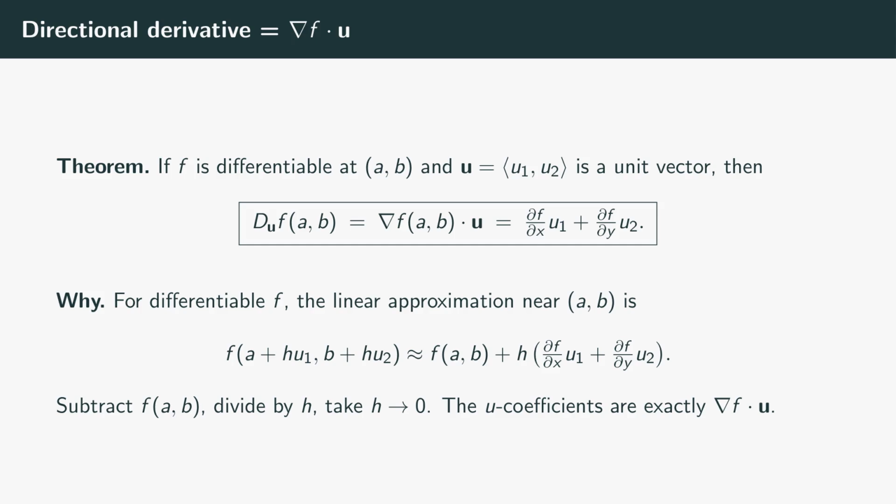Here's the punchline, the formula that makes the gradient earn its salary. If f is differentiable at (a, b), then the directional derivative in any unit direction u equals the dot product of the gradient del f with u.